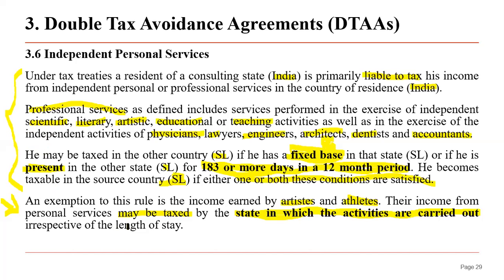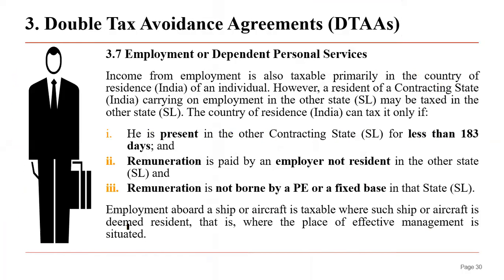So when it comes to dependent personal service, dependent means they have an employer-employee relationship. That means employment or dependent personal service. When it comes to employment or dependent personal service, there are three conditions you need to check. Right, I will go through them one by one.